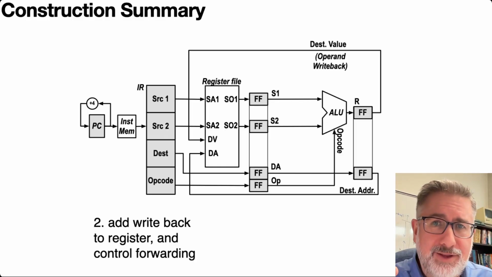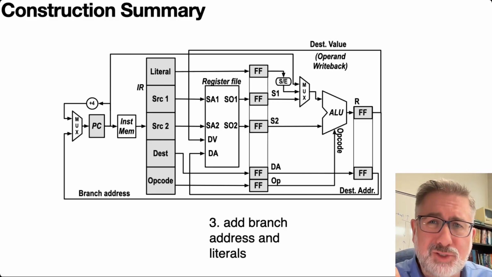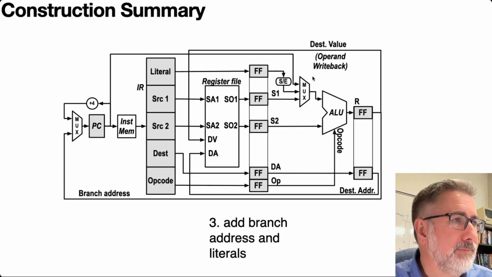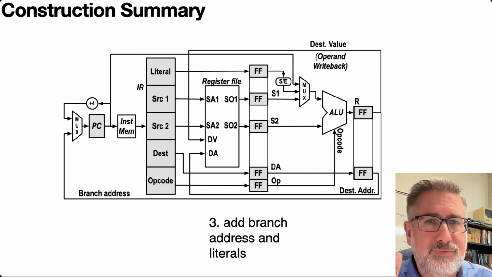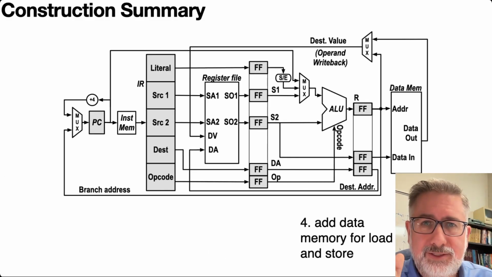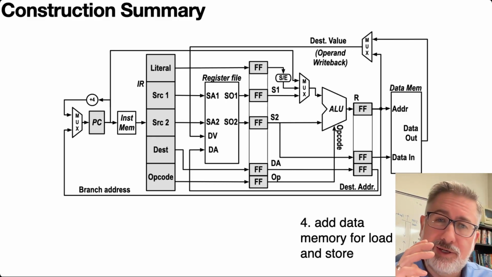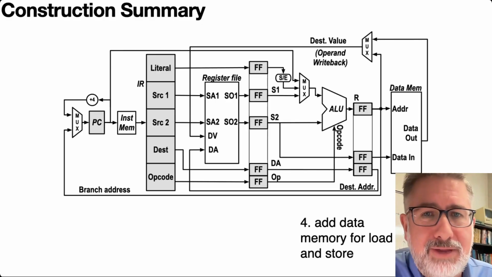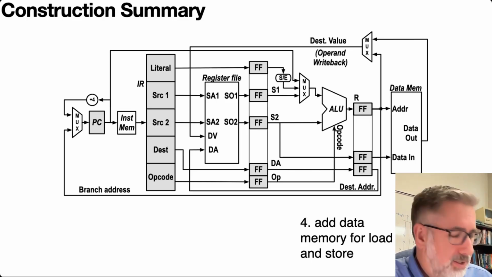We added some write back and we added control forwarding. Then we added branch calculation, and we also added the literals, right? We added the literal operation here. Where is that? Right here. Literal operations right here. And we added a calculation of a new program counter for our branches. And then finally, we added some data, which allowed us to use the output of the ALU to produce an address for the data memory that then can be used to load or store information. So that's our full machine.